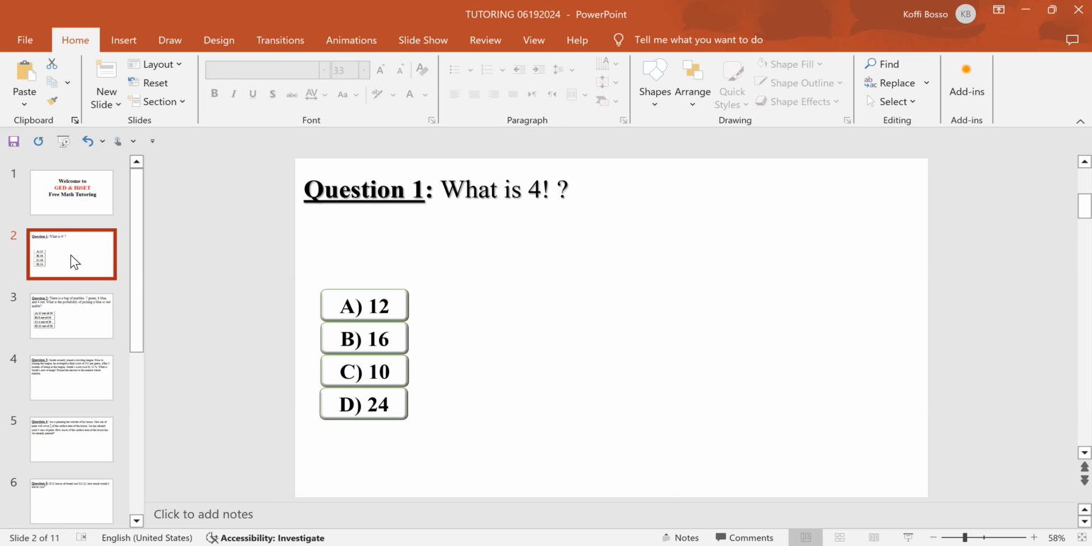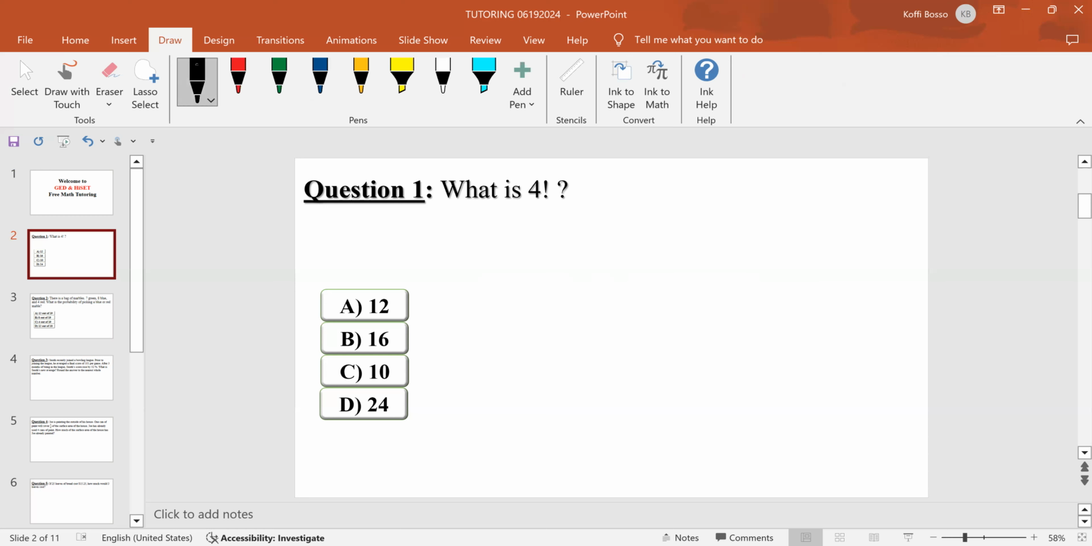So we start with this question. How do you read the question? Do you know how to read this? Yes, that sign, the exclamation sign, is a factorial symbol. They call it factorial. So to be specific, we read this as 4 factorial.